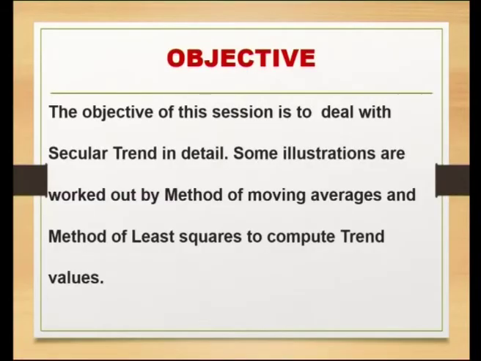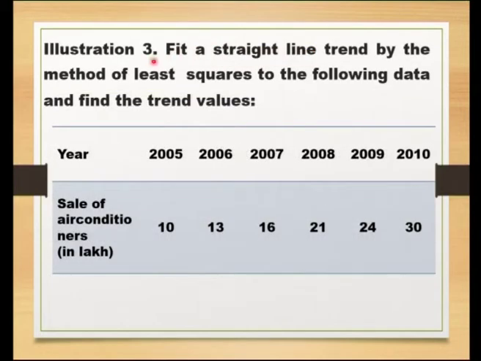In this session, we are also going to deal with the secular trend calculations by the method of least squares, wherein the summation x is not equal to 0, and also some examples have been worked out in finding the trend values by the method of moving averages. Fit a straight line trend by the method of least squares to the following data and find the trend values.